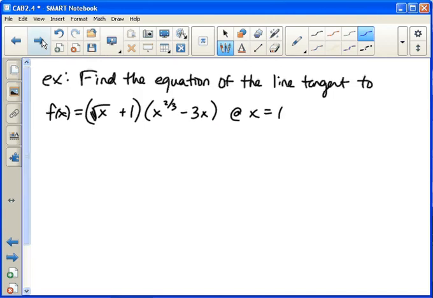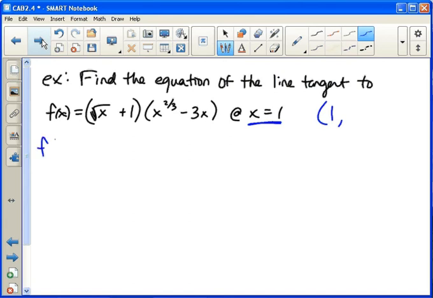Okay, next example, find the equation of the line tangent to this function, square root of x plus 1, all times x to the 2/3 minus 3x, at x equals 1. Again, they're asking us to find the equation of a line, and the two things we must have for the equation of any line are a slope and a point. We have the first half of our point, the x value. Now we need to find the y value, and we do that by plugging 1 in for our x's.